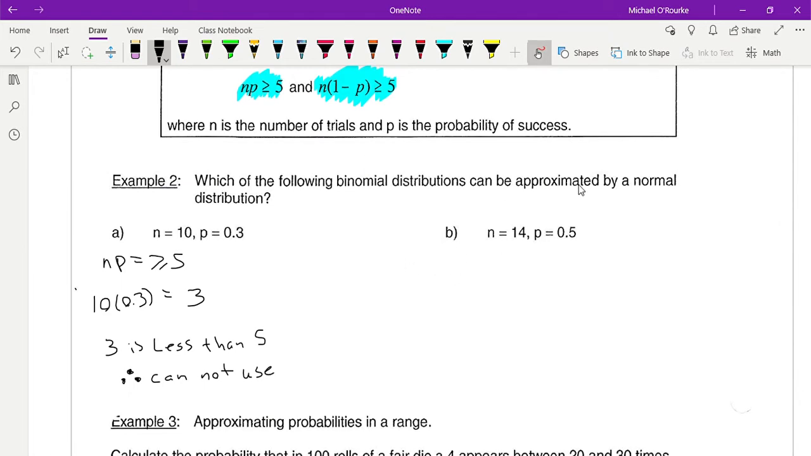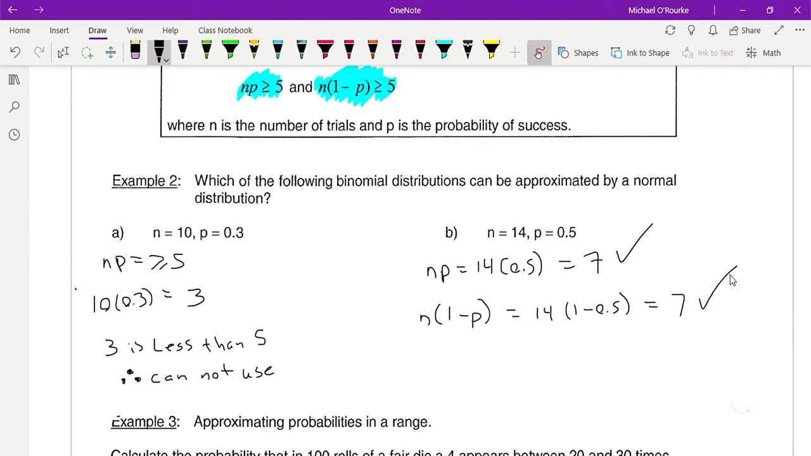Okay, let's do the next one. Can we use it here? Yes. So np equals 14 times 0.5, which equals 7. Check. And then n times (1 minus p) equals 14 times (1 minus 0.5), which also equals 7. Check.